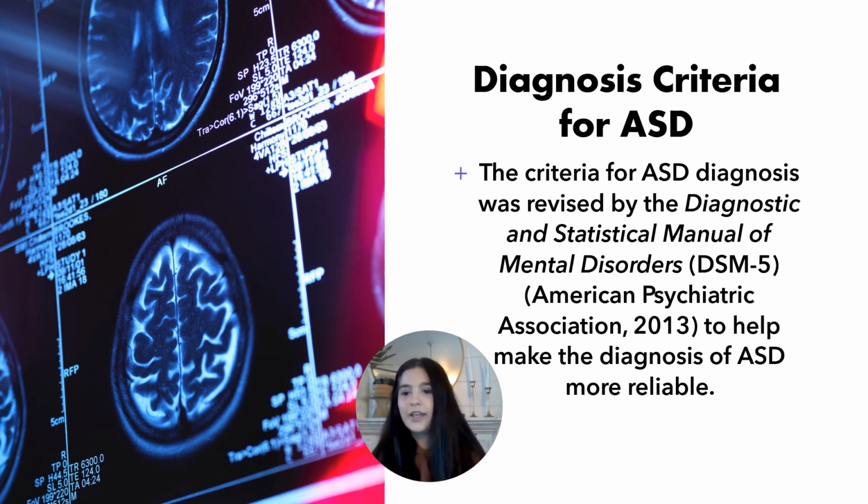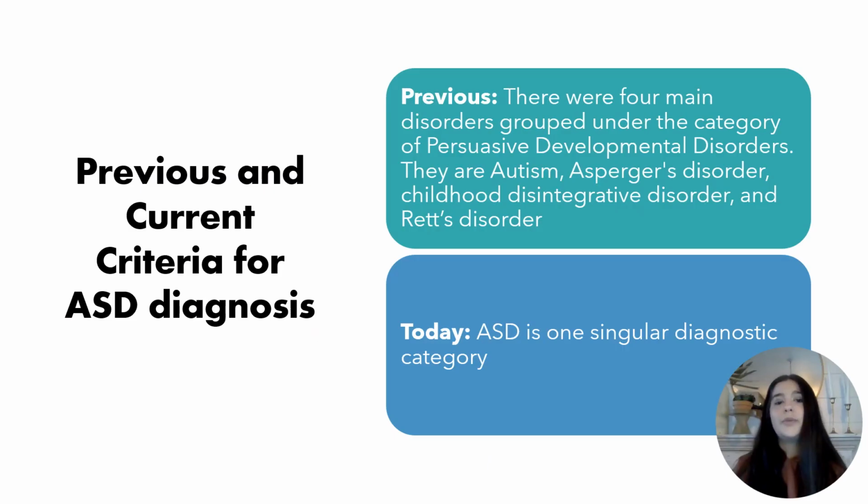Diagnosis criteria for ASD. The criteria for ASD diagnosis was revised by the Diagnostic and Statistical Manual of Mental Disorders to help make the diagnosis of ASD more reliable. Previous and current criteria for ASD diagnosis. The previous criteria had 4 main disorders grouped under the category of pervasive developmental disorder. They're autism and Asperger disorder, which is a developmental disorder affecting ability to socialize and communicate. Asperger children typically don't show delay in their language and cognitive development.